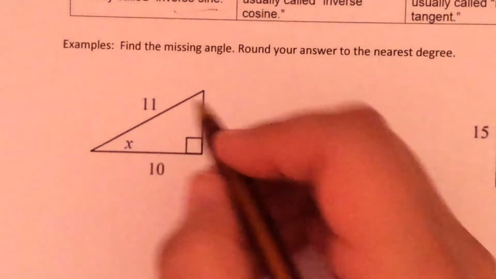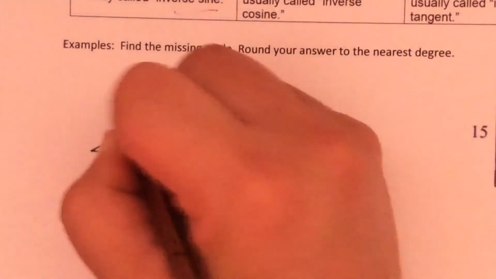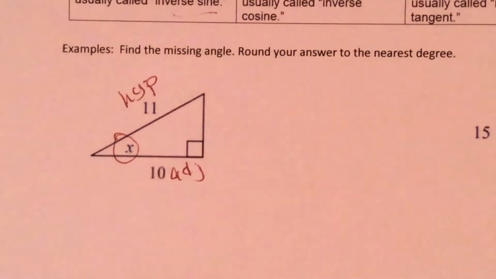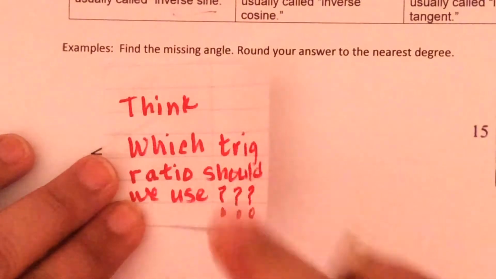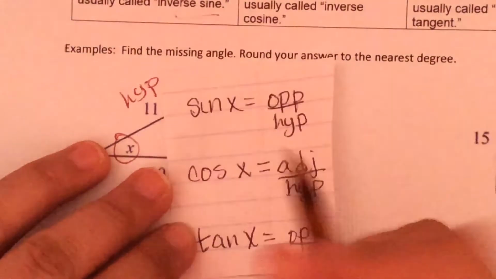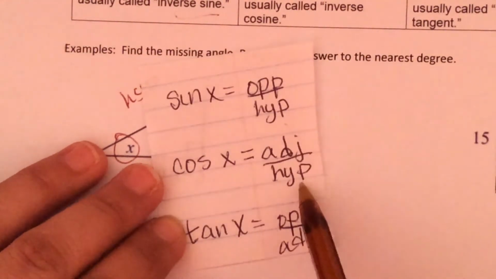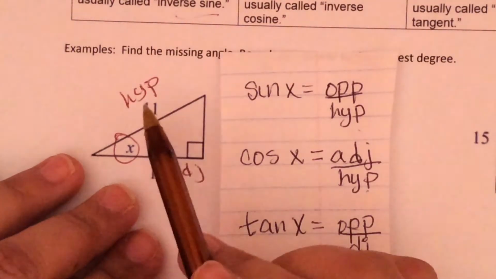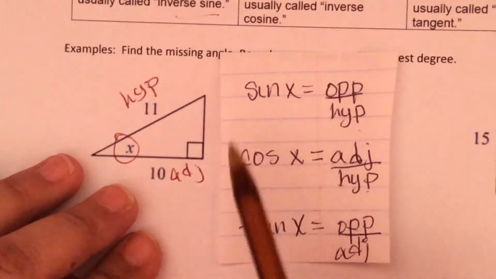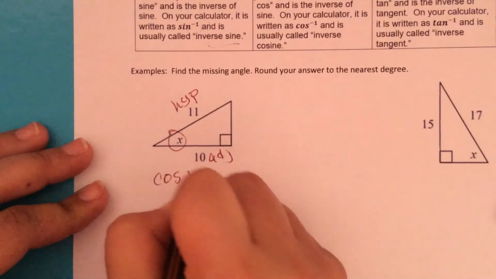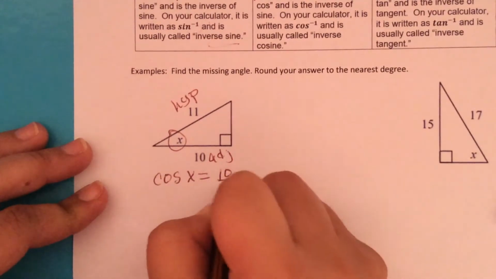to the nearest degree. So we have this triangle right here. The first thing we do is label. So we're talking about that angle. This is the hypotenuse, and this is the adjacent. So for this one, we're going to first think, which trig ratio should we use? Well, which ones do we have? We have the sine, which is opposite over hypotenuse, cosine, adjacent over hypotenuse, and tangent, which is opposite over adjacent. We know the adjacent and hypotenuse. So adjacent and hypotenuse leads us to use cosine of x. So we're going to use the cosine of x is equal to 10 over 11.